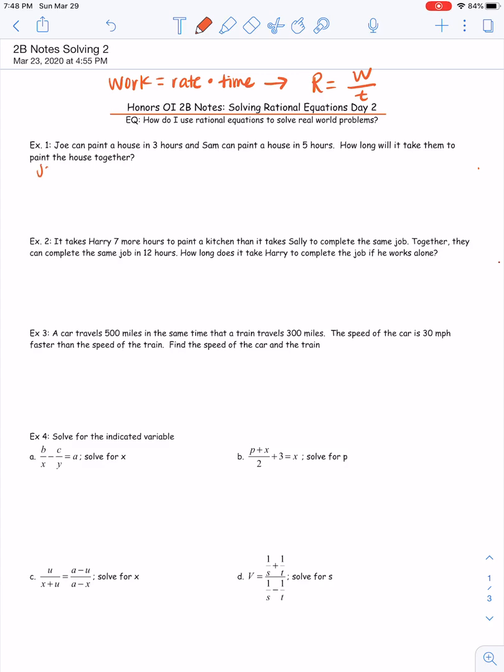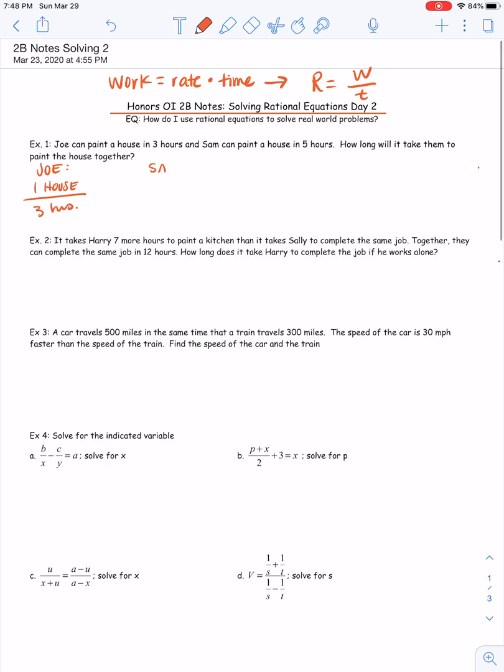So I'll just make a little note here that Joe, his work is painting a house, is one house. How long does it take him to do that? What's his time? 3 hours. That's his rate. One house for every 3 hours is what he can do. Sam, on the other hand, can paint one house, but it takes him 5 hours.